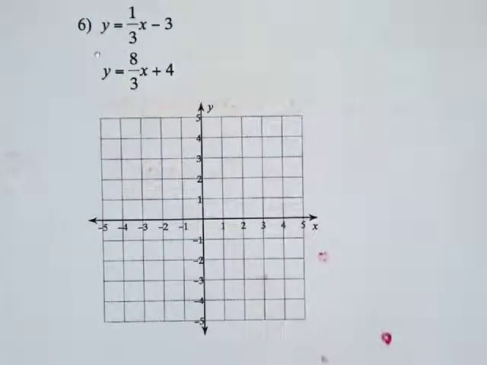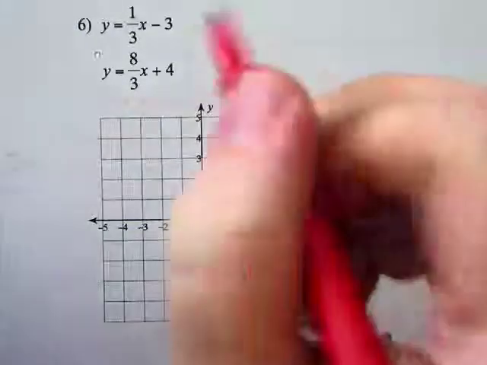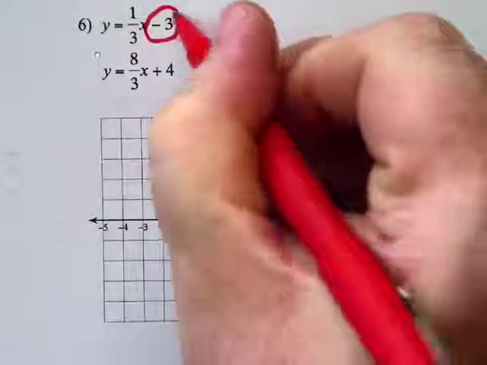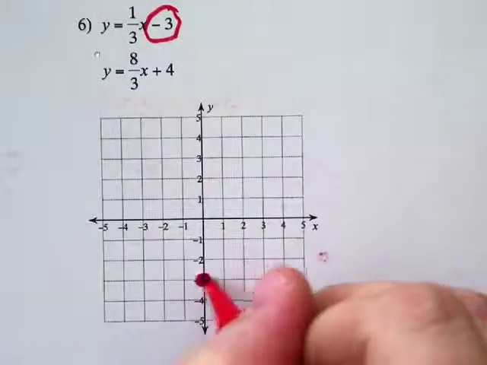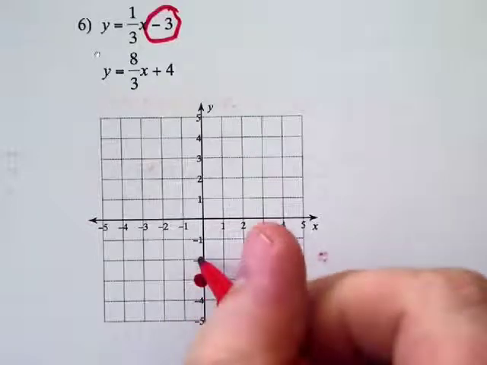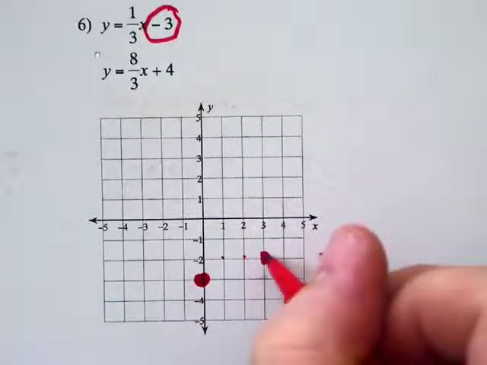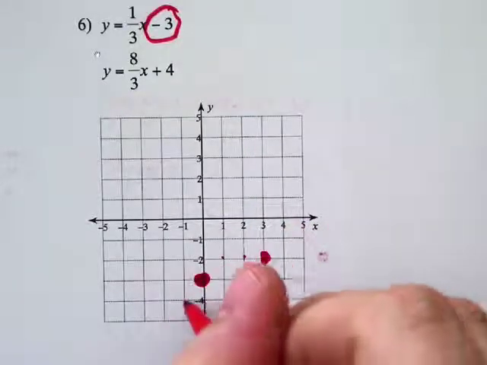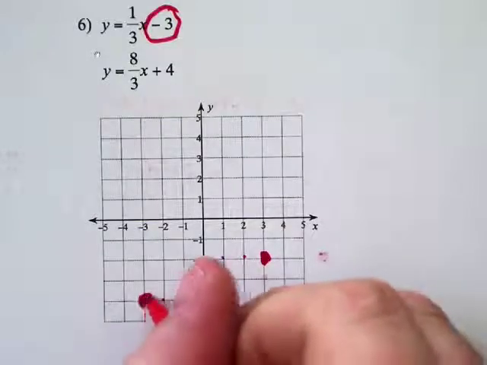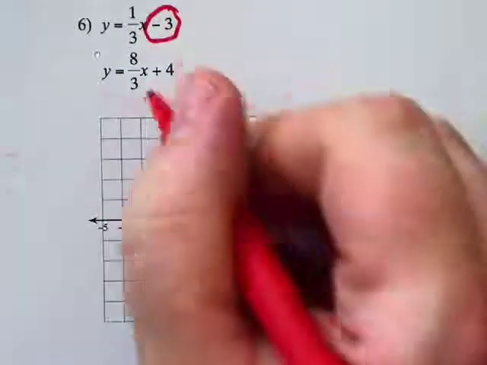Okay. Now, we have this next one. We cross at negative 3. Goes up 1 over 1, 2, 3. Down 1, left 1, 2, 3. That's as many of those points as I can plot.